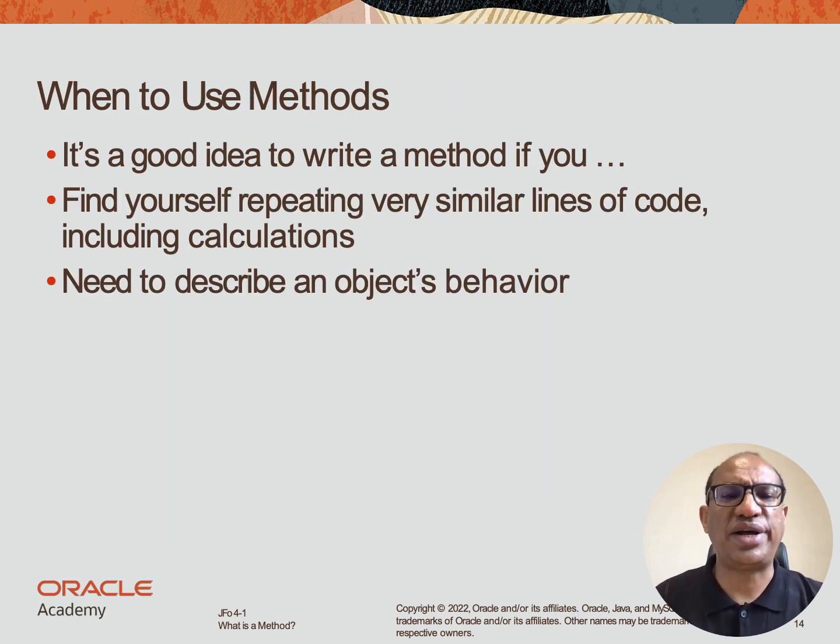So, when should you write a method? Easy. Anytime you're repeating similar code, especially calculations, or when you want to describe something an object can do, it's a great way to break your program into meaningful pieces.